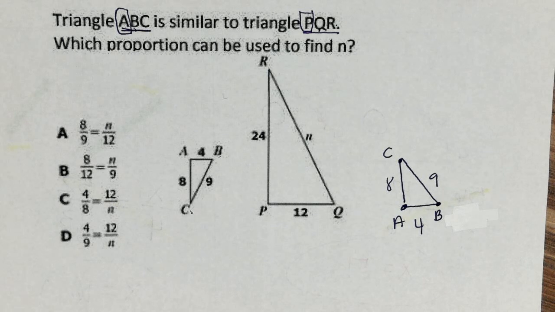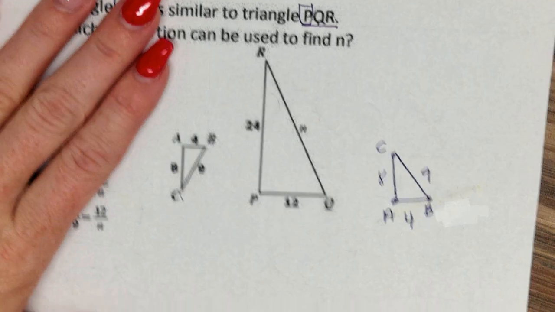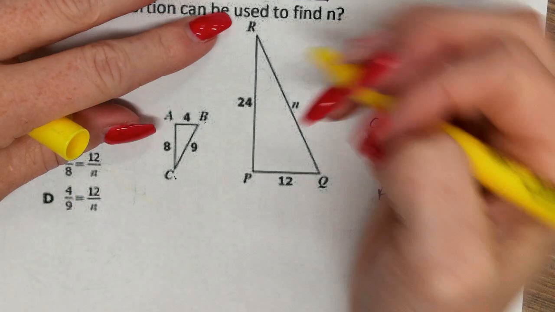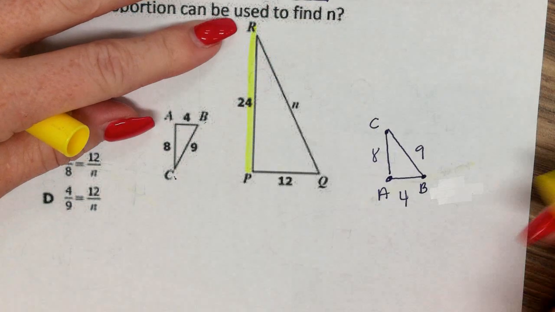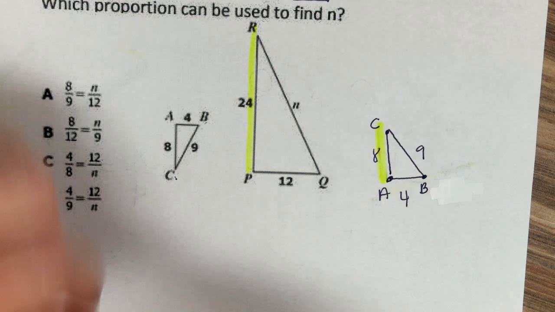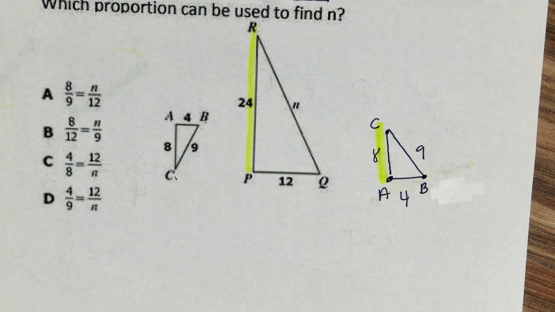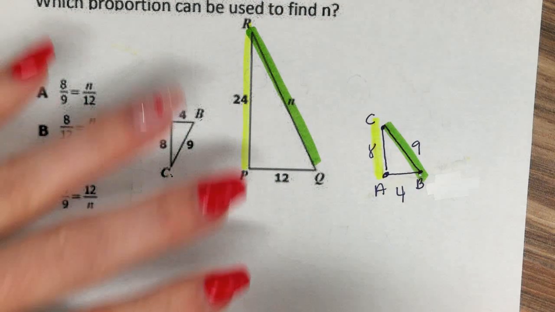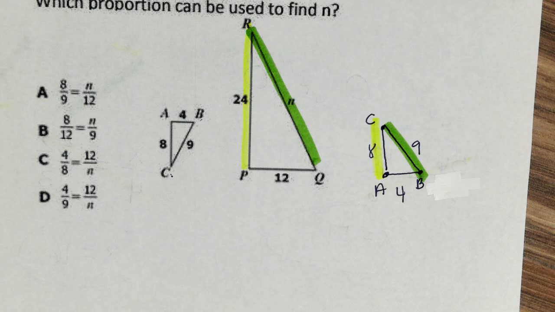All right, now can I go write my own problem? Do I even look at their answer choices right now? No, so I'm going to highlight. From R to P is going to go with from C to A. And I'm going to highlight. What side do I have to use? No, what do they want me to solve for? N. I have to use N. And now I can go write my equation.